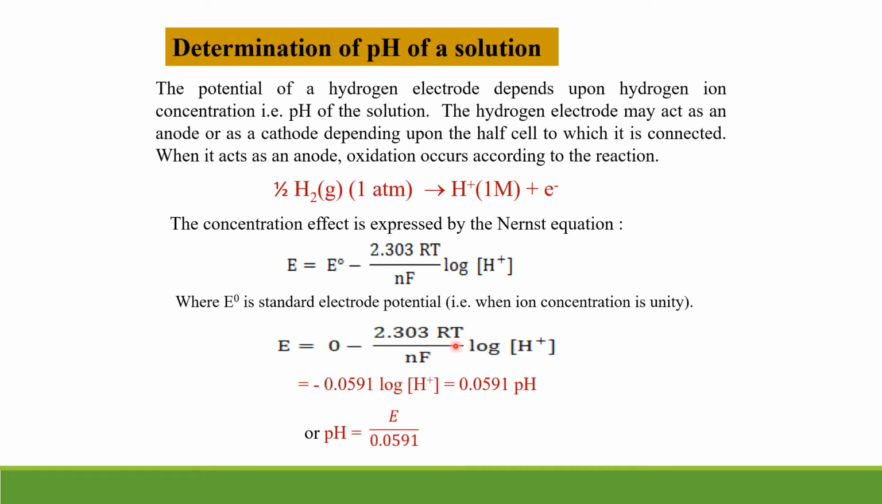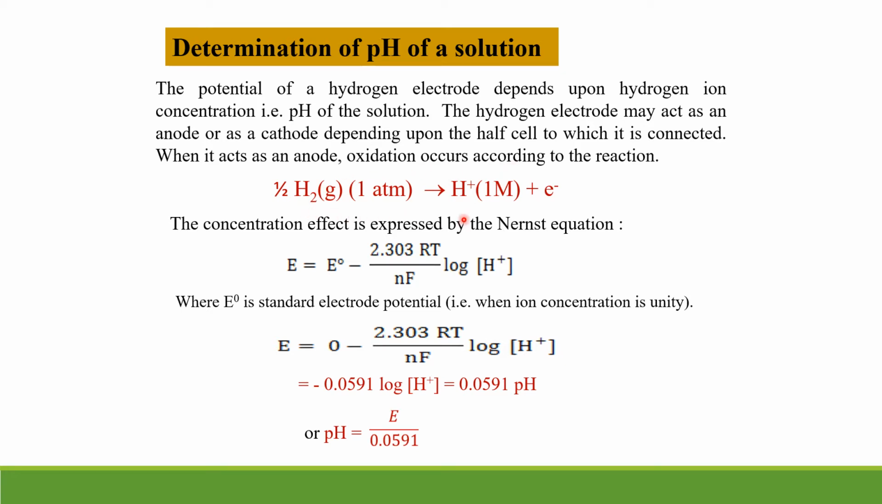Determination of pH of a solution. The potential of a hydrogen electrode depends upon hydrogen ion concentration. That means indirectly the potential of a hydrogen electrode depends on the pH of the solution, as pH of the solution is a measure of hydrogen ion concentration. The hydrogen electrode may act as an anode or as a cathode, depending upon the half cell to which it is connected. When the hydrogen electrode acts as an anode, oxidation occurs according to the following reaction.